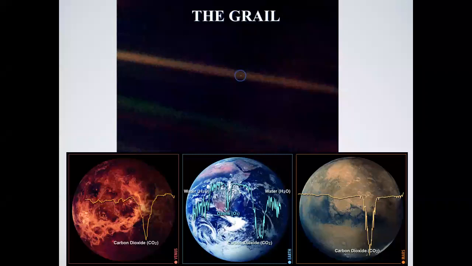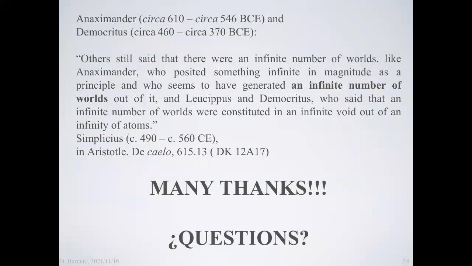And of course, the final goal is to be able to identify a solar-like star with an Earth-like planet with biological activity. So I would like to end with the words of Anaximander, a Greek philosopher more than 2,500 years ago, who probably was the first to propose the possibility of worlds beyond the solar system, together with Leucippus and Democritus, who are normally the first to be mentioned.